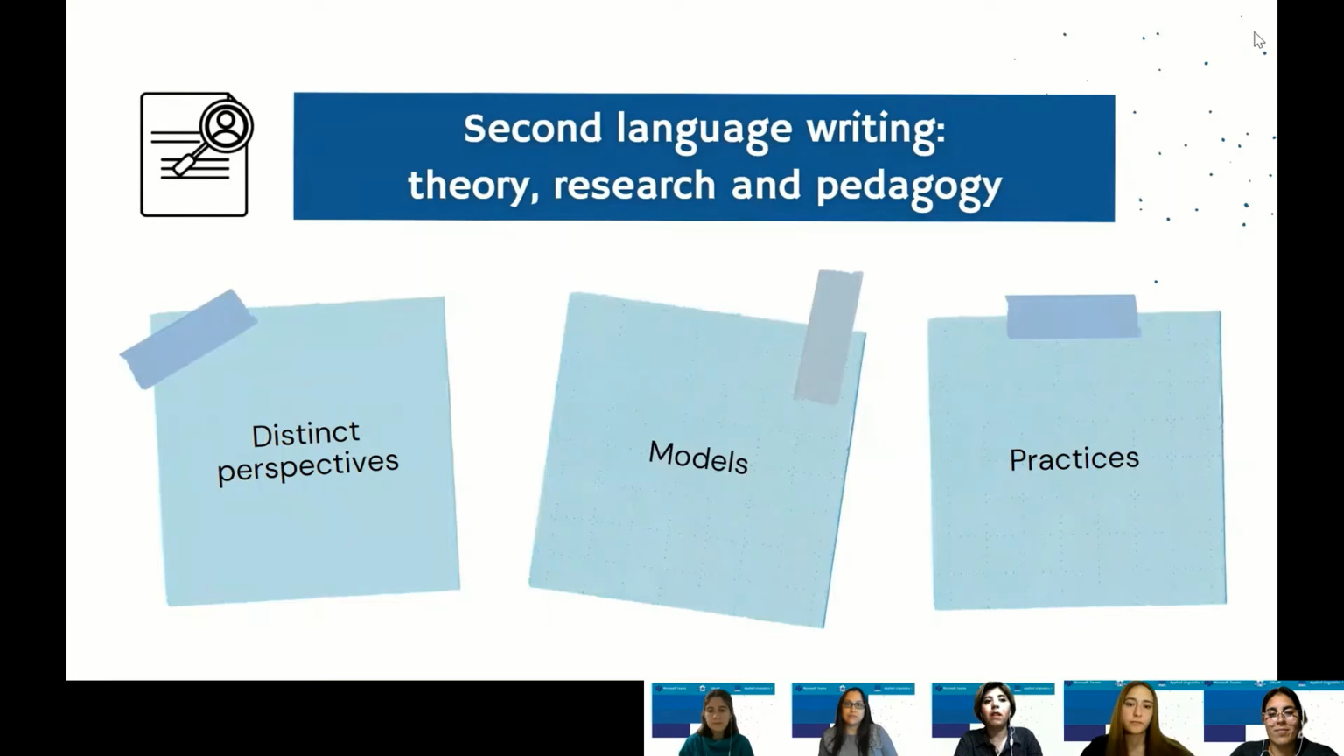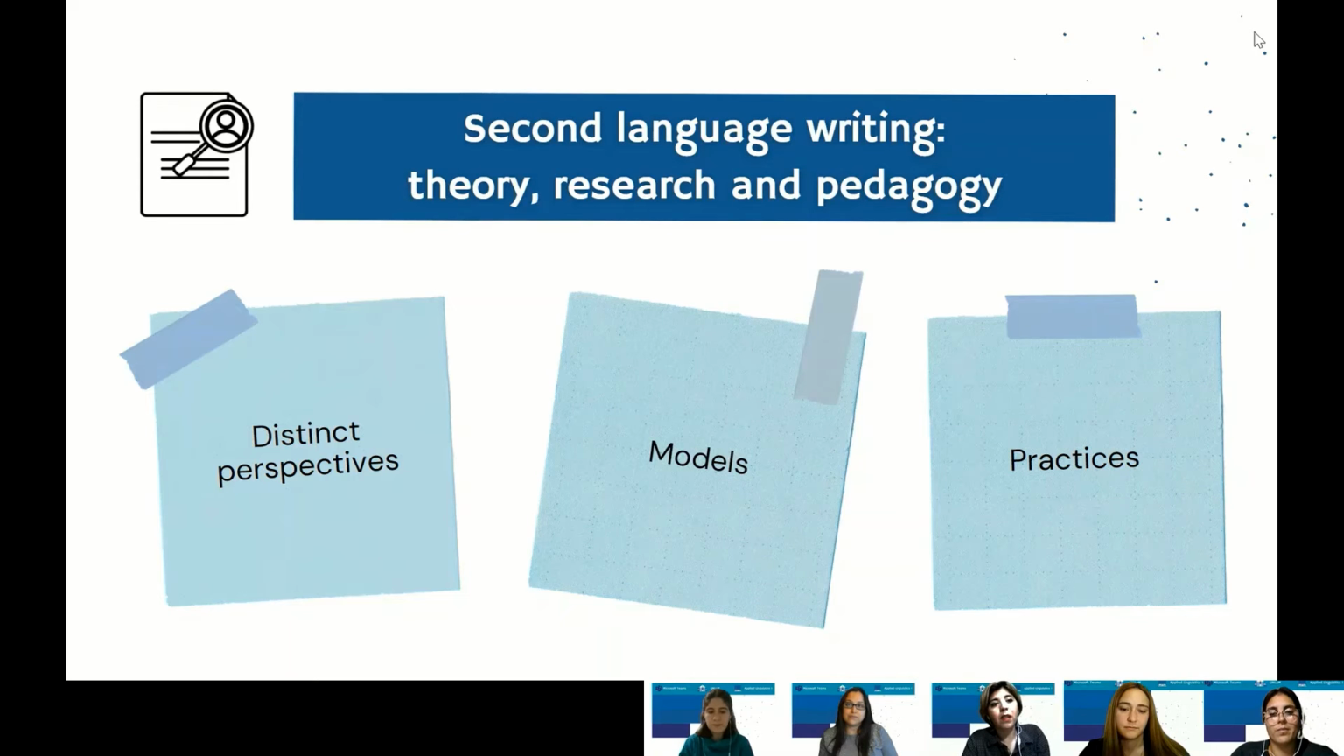Second language writing: theory, research, and pedagogy. In this section, we will pay attention to second language writing and linguistic interference. We focus on English as a second language in this part. During the last 60 years, some research has been done in this area. Second language writing has been developed with theory, research, and pedagogy.